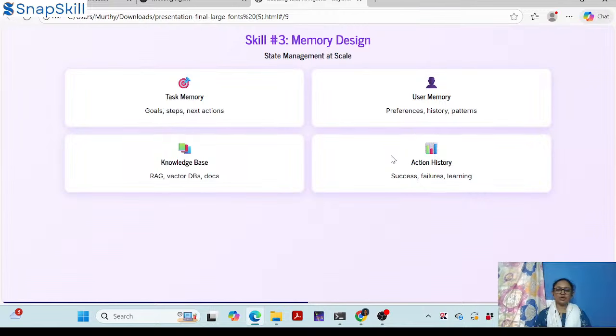Based on actions and based on the memory, it comes up with the result. So, the third one, what we completed? Memory. Can you guess what could be the fourth one?